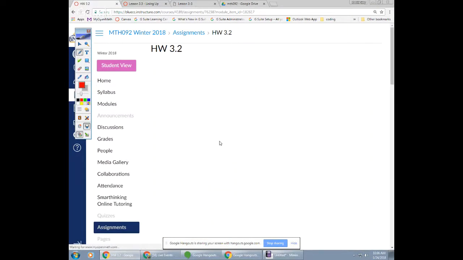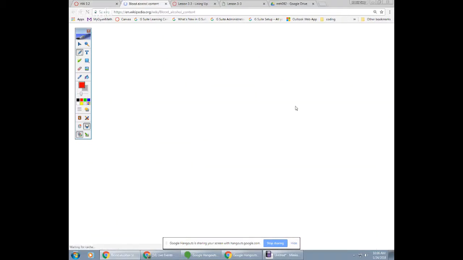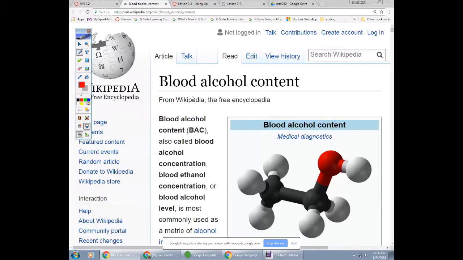So the next one says, use the information from the website. So you need to go over to Wikipedia and check this out. Have we talked about Wikipedia in this class last term? Is Wikipedia a good source of information or not? It depends on the topic. Yeah, for the most part, it is a good source of information. Does anybody know why, say, English teachers ask you not to use it as a source? No, it's not that anybody can change it because they really can't.